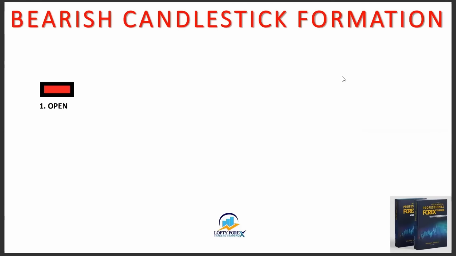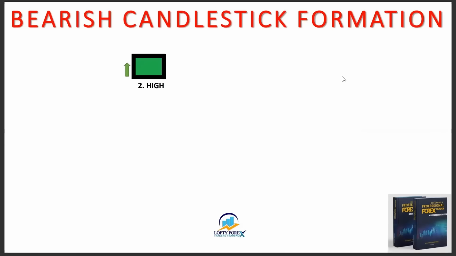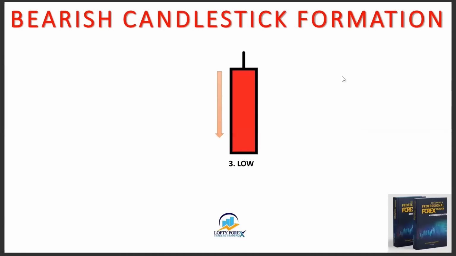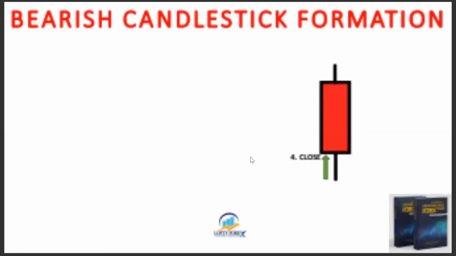Now we look at the bearish candlestick formation. The open is here. So you have the high, you have the low. Because it went high, it left this stick here, the wick or shadow here, then low, and then finally the close. This is the bearish candlestick formation.